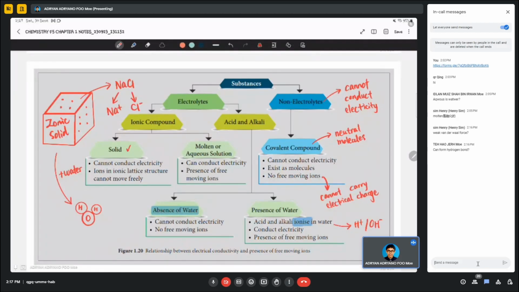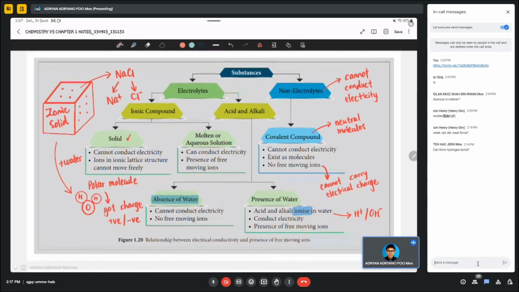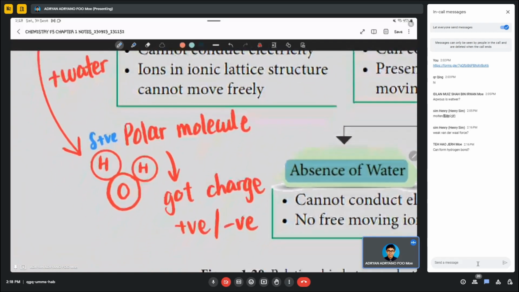Okay. 答案是 they are slightly polar. 它是一个 polar molecule. 什么叫做 polar? Polar means got charge. 它有 charge. 什么 charge? Positive charge 跟 negative charge. Because of this characteristic, 它才可以溶解 ionic compounds. Okay? 什么意思? Okay, we know that hydrogen 它有 slightly positive. Okay? Wait, I'll zoom in. Okay. Slightly positive on hydrogen.